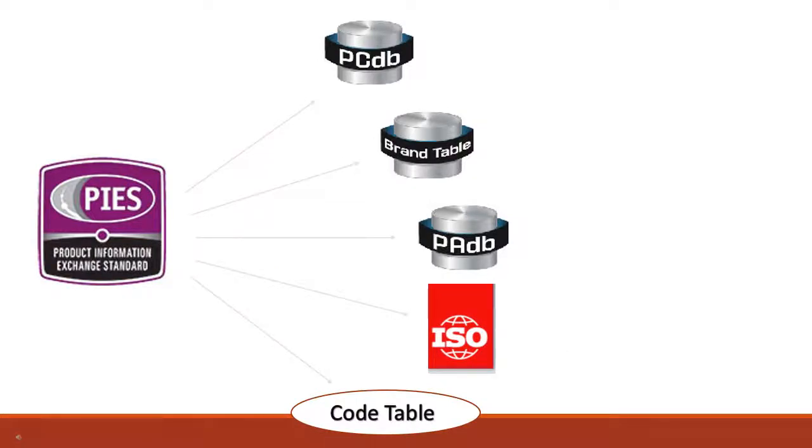So let's look at the structures that support PIES. We've got the PCDB, which is basically a system category database. We use this reference table to classify our products. Each part number in PIES will have a part type or a part terminology assignment so that we understand the classification for it. PIES also references the brand table. Brand and parent companies are consistently identified across the industry in this table.